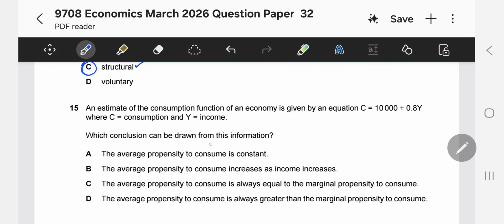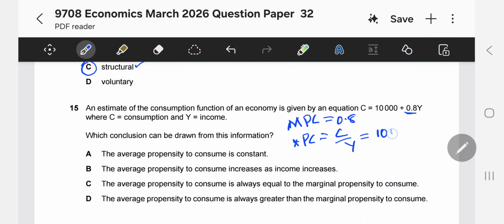So which conclusion can be drawn from this information? Right, so what I'm going to do here is remind you that MPC here is usually the slope of the consumption function. So MPC is this 0.8, the gradient of that function. And I'm also going to calculate the APC, which is given by this formula, consumption over income.